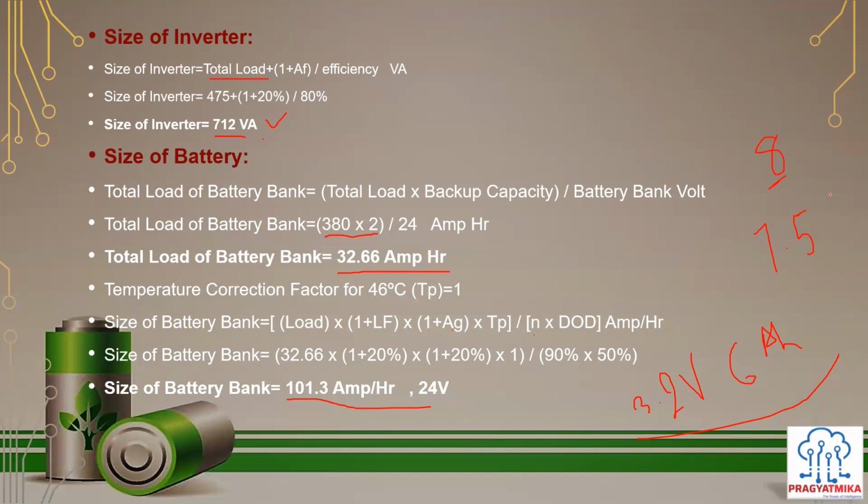And the capacity would be how much? 101 divided by 6. That is 16.88. So maybe 17. So 8S 17P. Okay, we have our configuration.